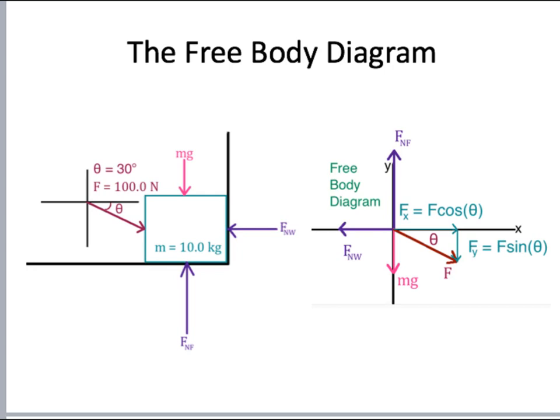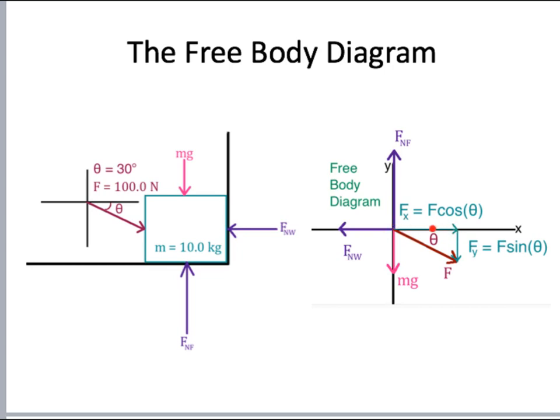So what I've done is I've moved all these forces over here and I've connected them all tail to tail so they have a common origin. And then I put my x and y axes at that origin to show me the directions. So this force, the normal force with the floor, is in the positive y direction. This other purple force is the normal force with the wall, that's in the negative x direction. The weight is in the minus y direction.